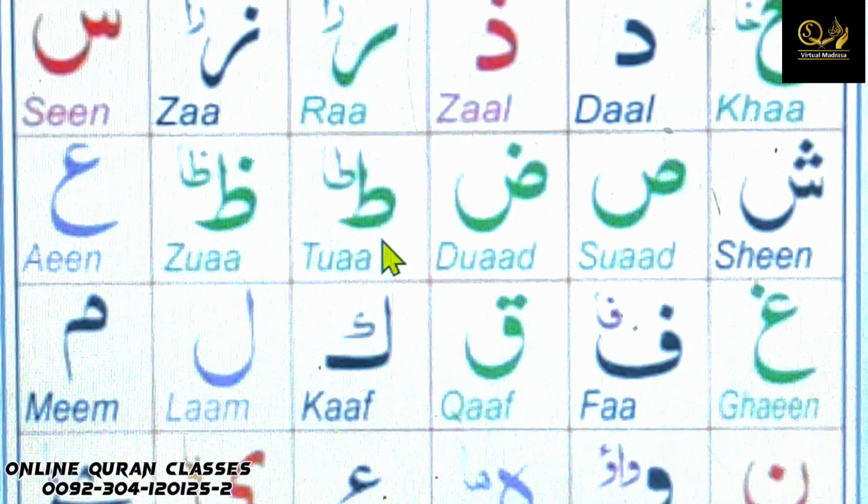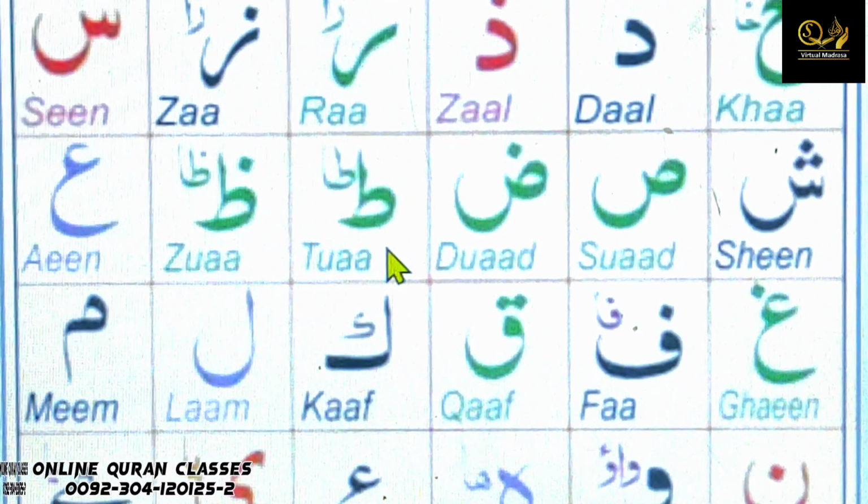There is Tho. Letter name is Tho. It's like Ta but with a bold tone. This Tho is with the tip of the tongue touching the gums of the upper 2 front teeth. And also we stretch this letter for 2 seconds.